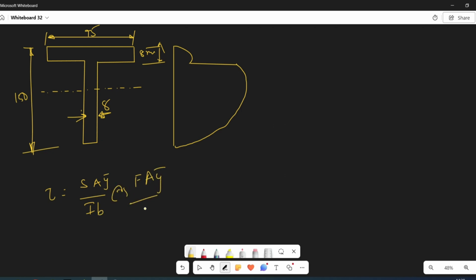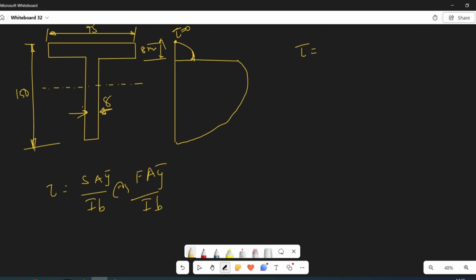F... So we know that at this location... now we have to identify what is... for that, the equation... 9 kilonewton, F, the area of the flange, Y bar.